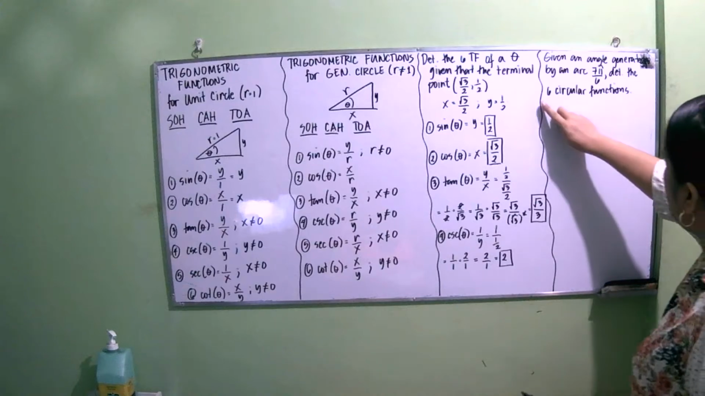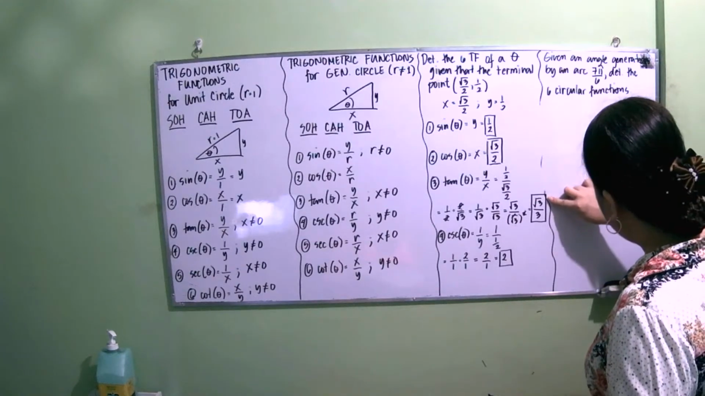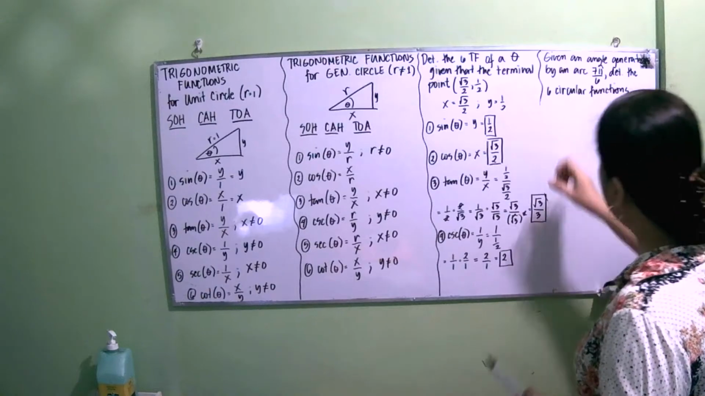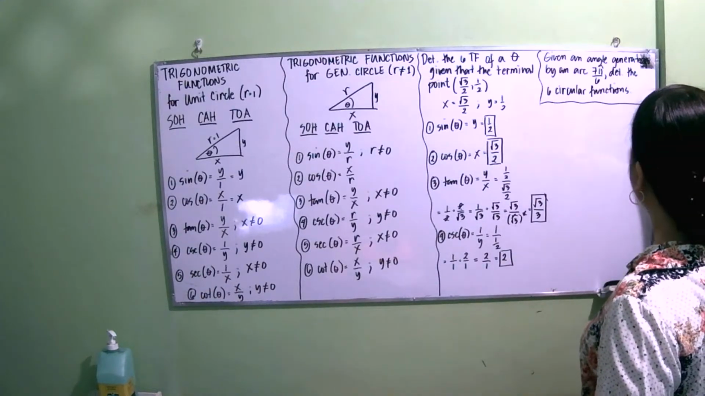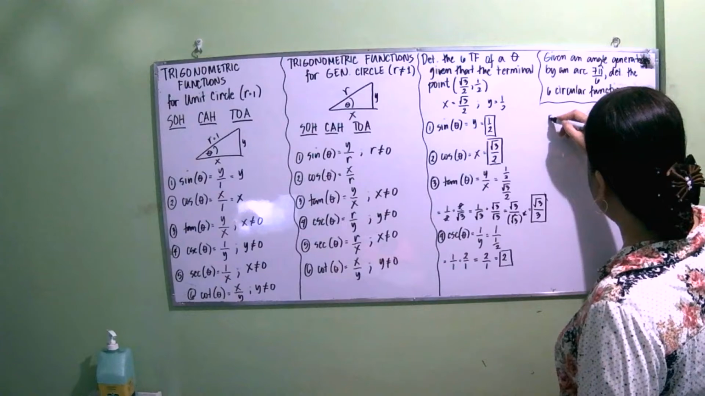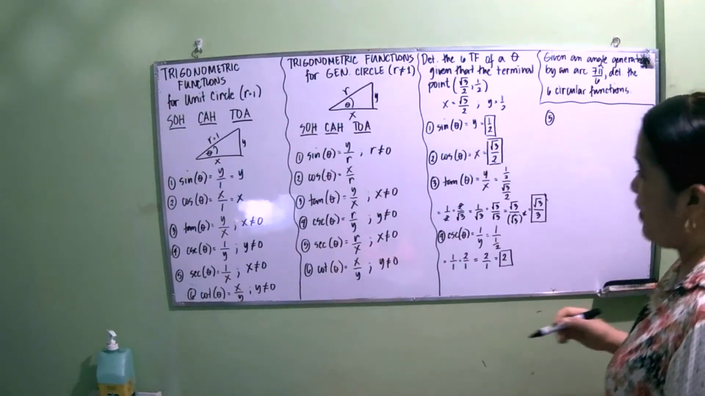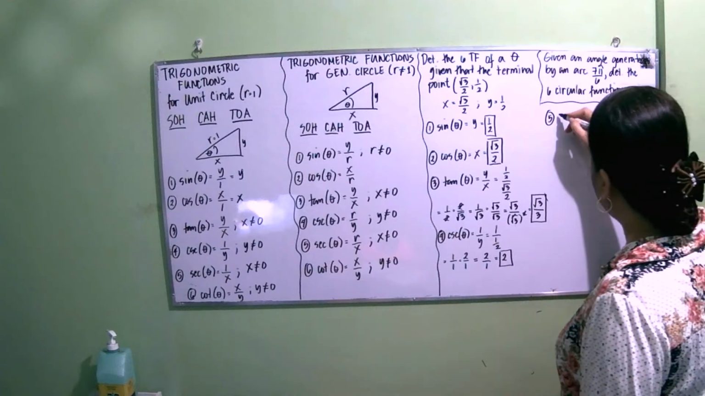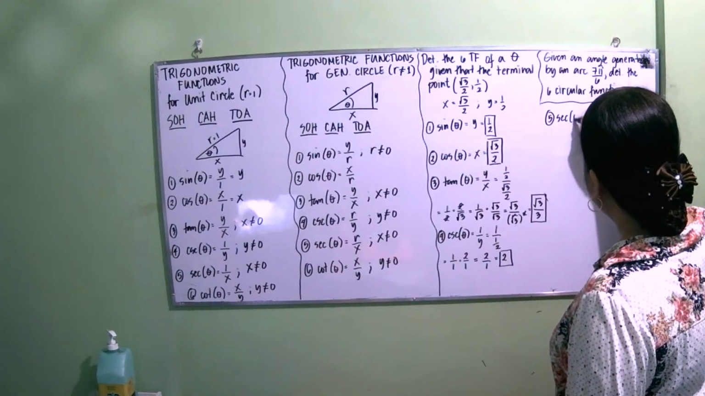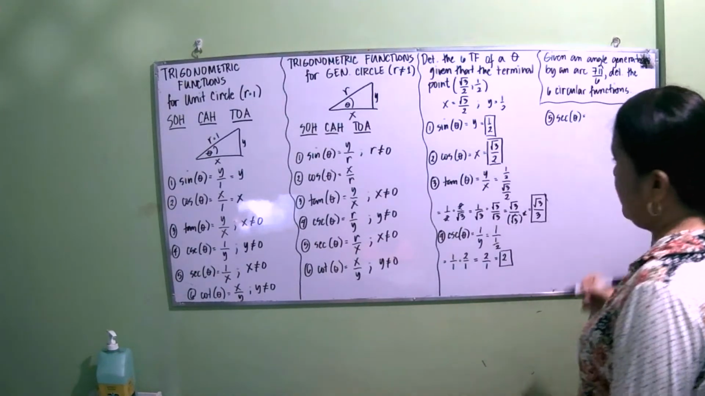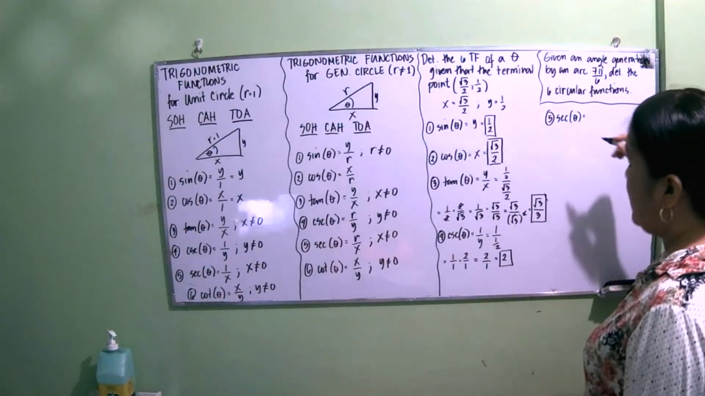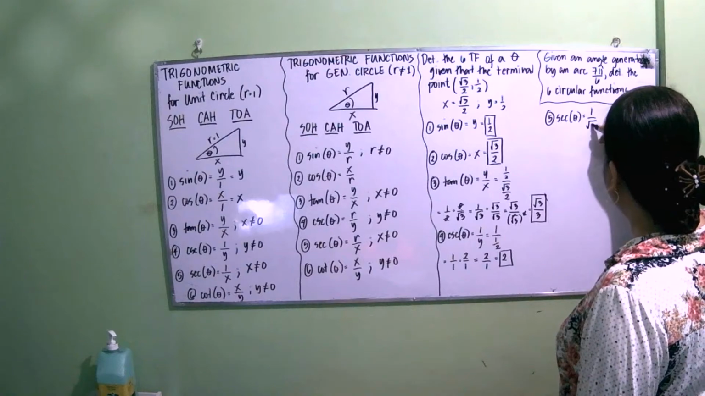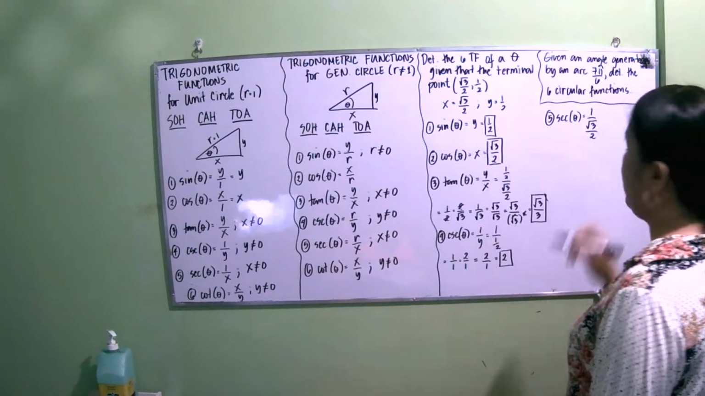Okay? Next, tanggalin ko muna to ha. Ayan. Okay? Number 5 na tayo. Fifth trigonometric function. So, we have 1 over x, diba? For second function. So, secant theta. Okay? So, that is 1 over x natin is square root of 3 over 2.